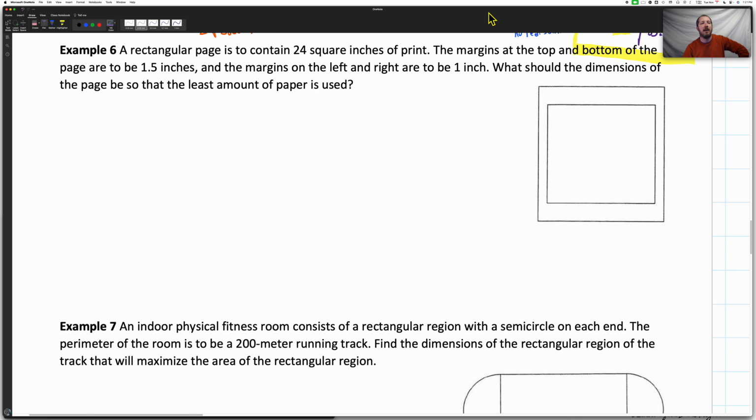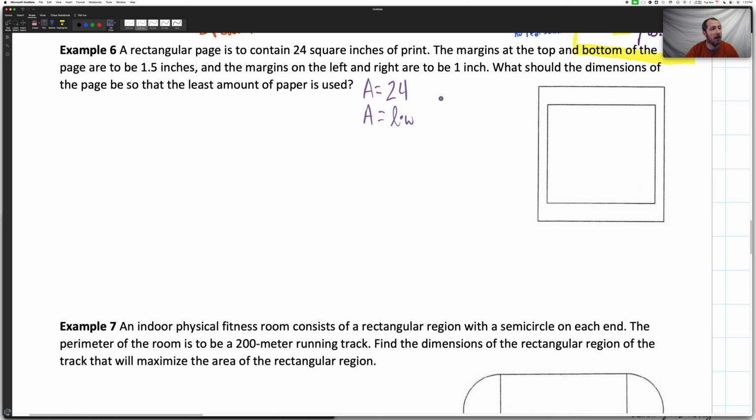Step 1. A rectangular page is to contain 24 square inches of print. The margins at the top and bottom. Well, hold on, before I go any further. All right, so 24 square inches of print. That means for something, my area is going to be 24. And we're talking about a rectangular page. I'm just going to go ahead and get my thoughts down. Length times width.